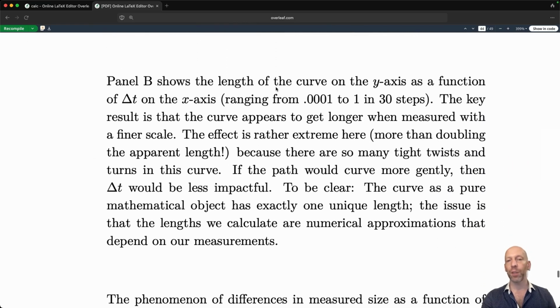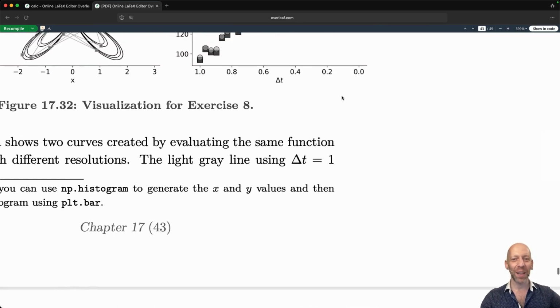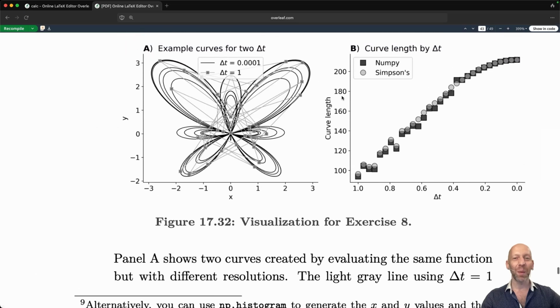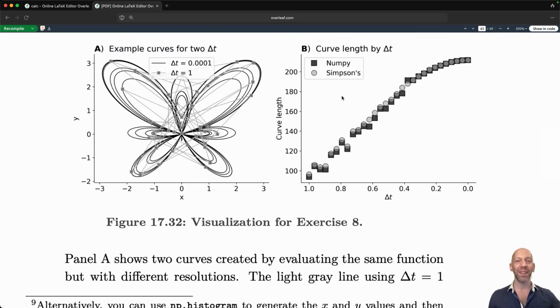And then finally, just to show you the parameters. Delta t varies from 0.0001 to 1 in 30 steps. So you implement this in a for loop over different values of delta t. Okay, so I hope that's all clear. Quite a lot of explanation required, but I believe this is now sufficiently clear. And now I will switch to Python and show you the code that generates this figure.